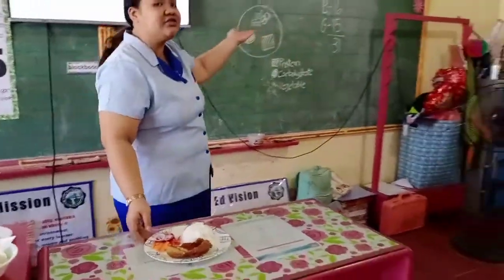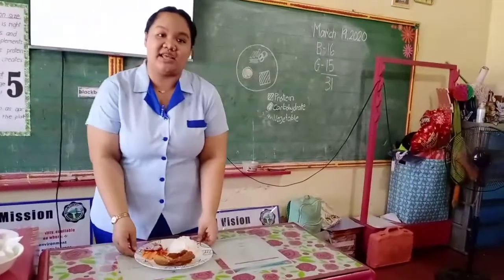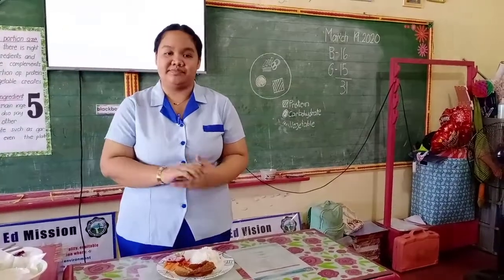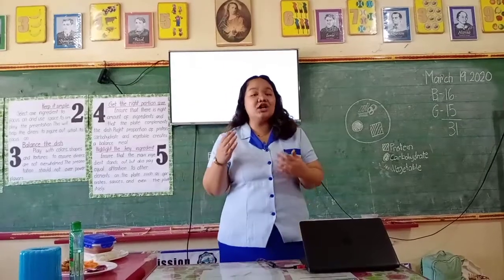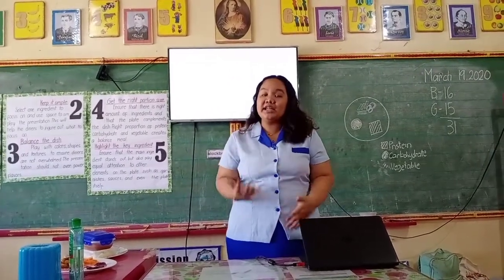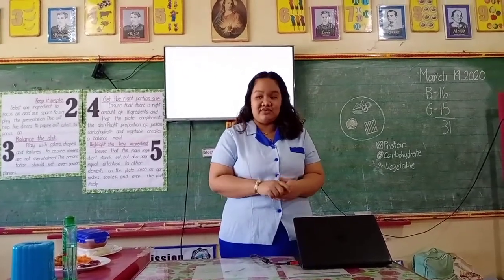So your created framework should visualize the actual plating that you are going to use. So once again, always observe the 5 different basic elements of food plating. So that is all for our discussion of the 5 basic elements of food plating. To really know if you have learned something from our discussion, we will have an activity.